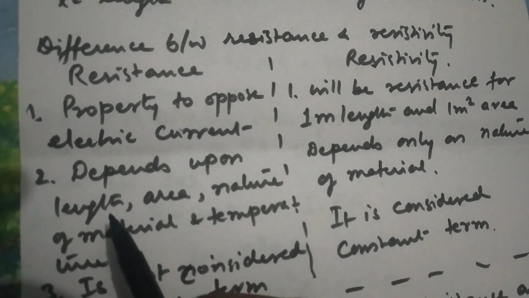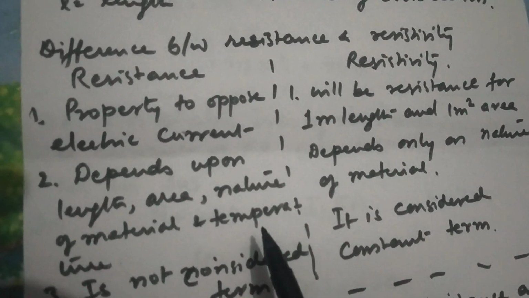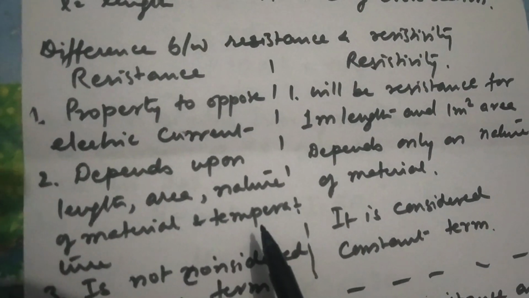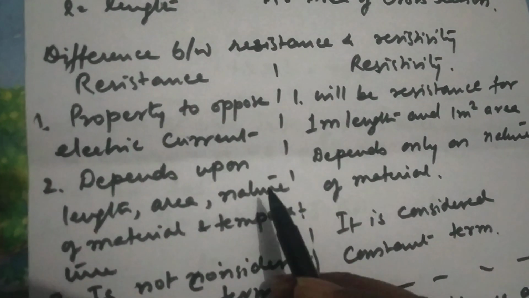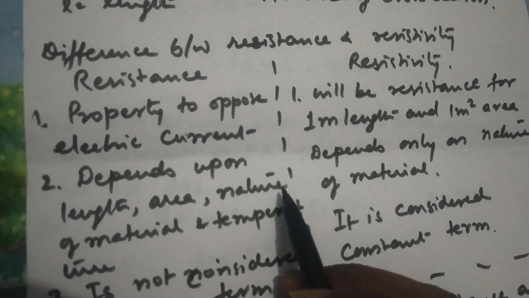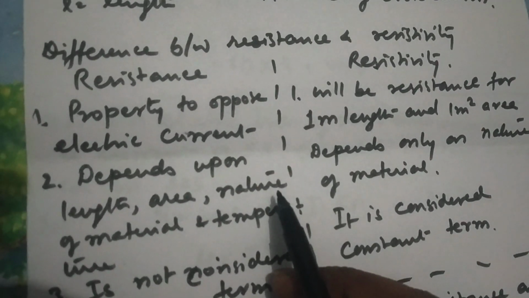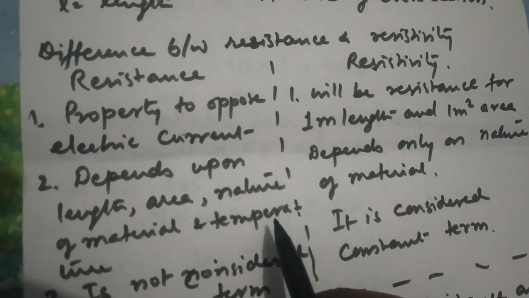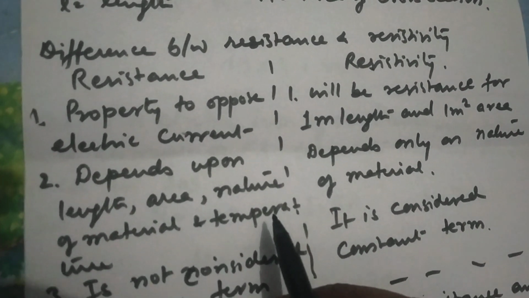Second, resistance depends upon length, area, nature of material and temperature. As Poonam ma'am told in the June session, it depends upon temperature also. It means resistance depends upon temperature directly. So there are two physical factors and two non-physical factors. The two non-physical factors are the nature of the material and the temperature. Nature you can easily find: metals, non-metals, metalloids. It has been told that if the temperature increases, the resistance also increases. So resistance depends upon temperature also.